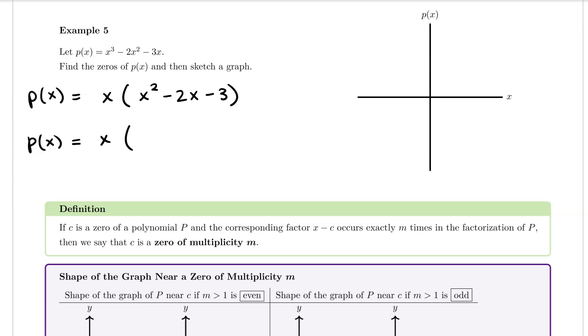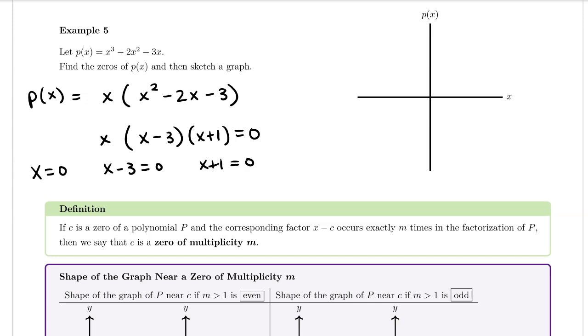So I have x, and then my quadratic inside the parentheses will factor into x minus 3 times x plus 1. Now, I want to find the zeros, so I'm going to set this equal to 0 and use the zero product principle. The zero product principle tells us that we should set each of our factors equal to 0, and then we can solve for x. So this is already solved for us. We get x equals 0, x equals 3, and x equals negative 1. So here are our zeros.